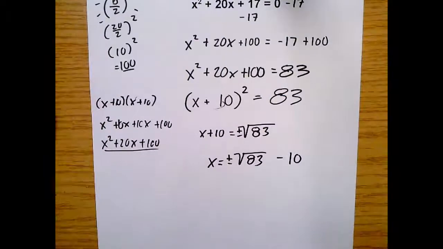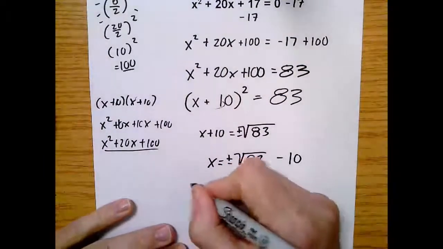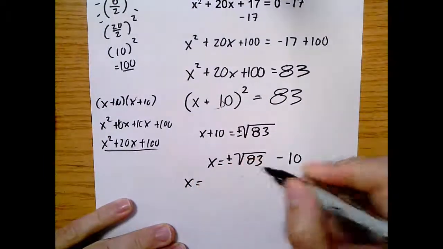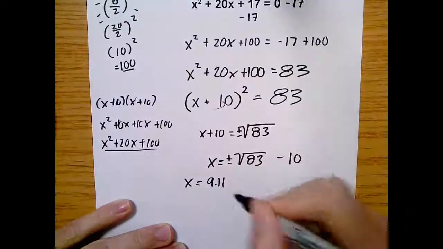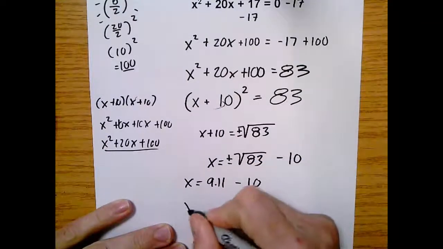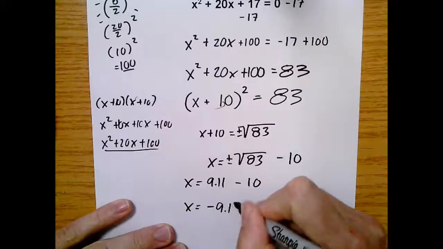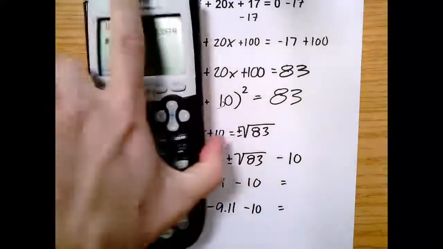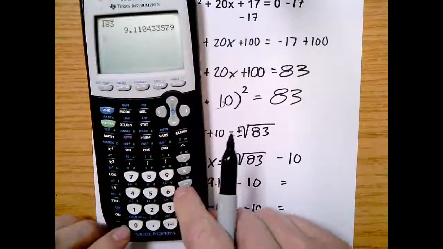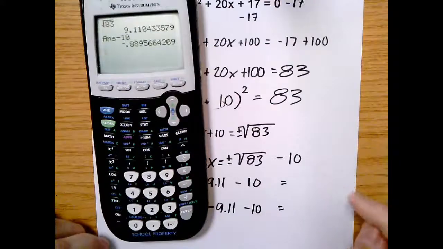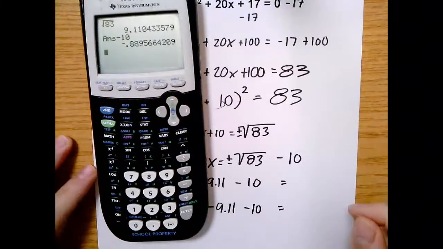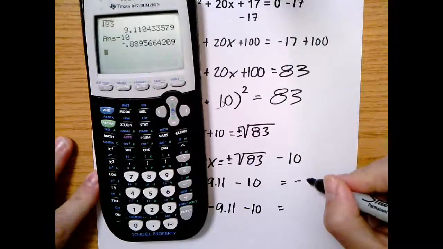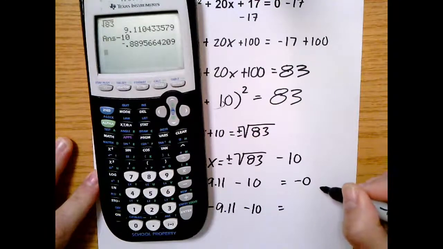So looking at this, I know that my two x values are x is 9.11 minus 10, and my x value is negative 9.11 minus 10. And let's just figure those out. Okay? So I can just say minus 10. Ta-da! So I'm going to get negative 0.895. I'll just round that to a negative 0.89. Just want to be careful not to make a rounding error.